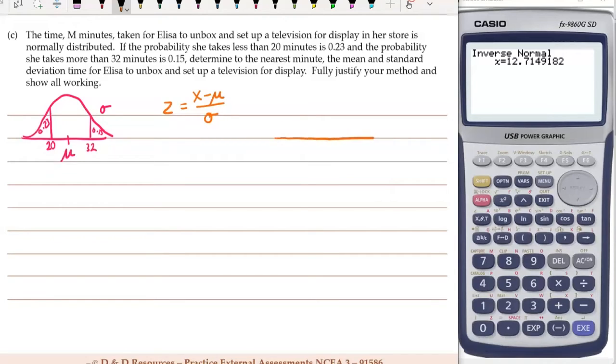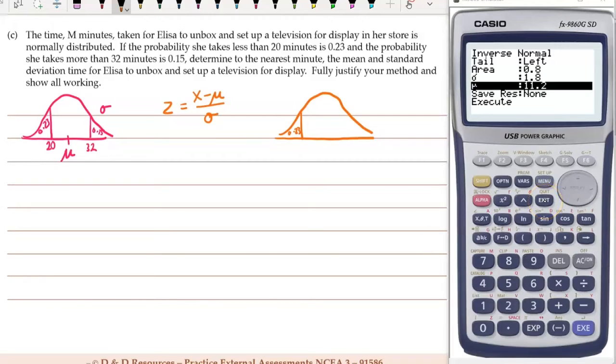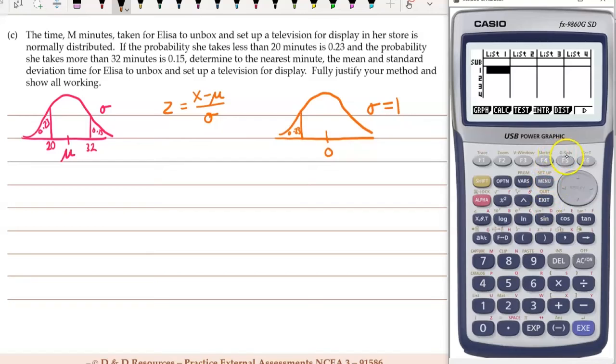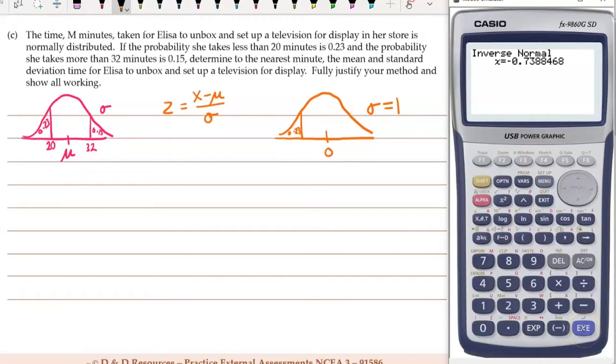The equivalent values on the z curve we can find using inverse normal. To get an area of 0.23 on the z curve, z has a mean of 0 and a sigma of 1. So we go inverse normal. On the left, if we want an area of 0.23 with sigma as 1 and the mean is 0, I pressed the wrong one. Let's just go back there. Inverse normal. So that happens at minus 0.7388.